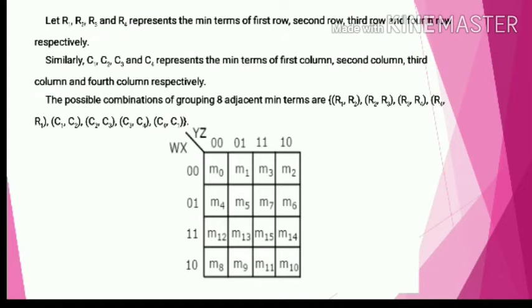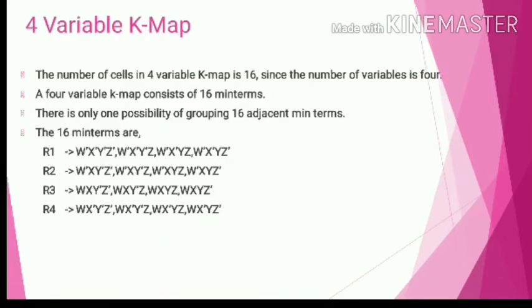Let R1, R2, R3 and R4 represent the minterms of the first row, second row, third row and fourth row respectively. Similarly, C1, C2, C3, C4 represent the minterms of the first column, second column, third column and fourth column respectively. Based on this method, the 16 minterms can be formed.